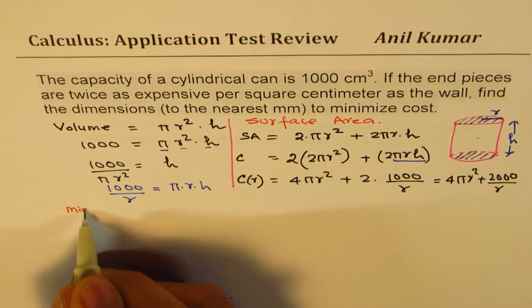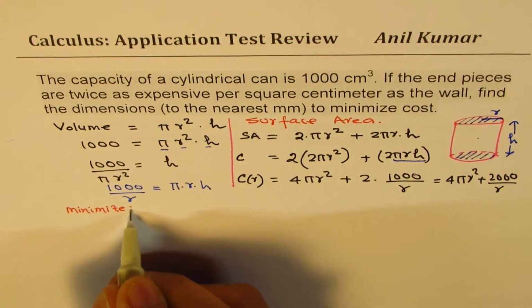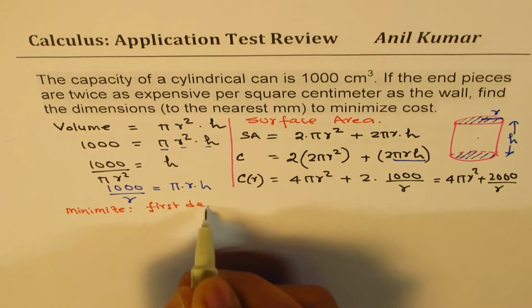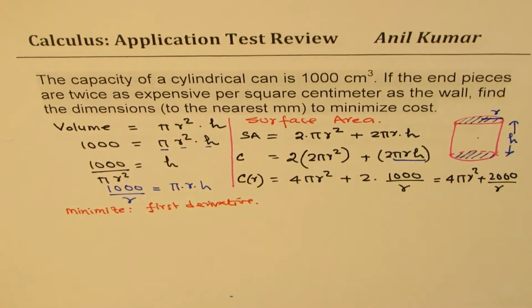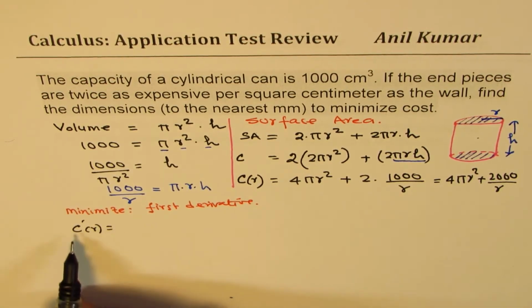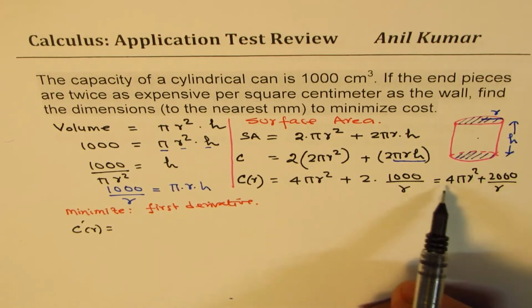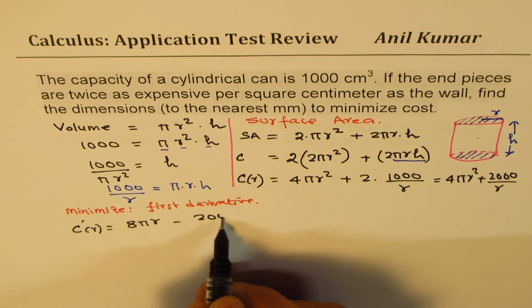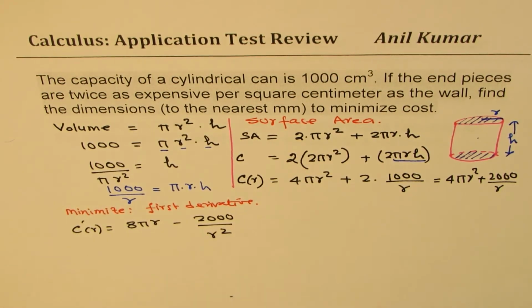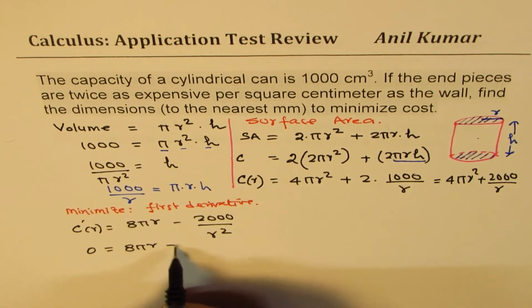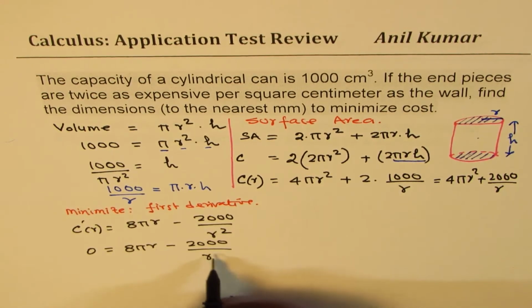Perfect. Now we need to minimize the cost. So to minimize, what will you do? We'll find the first derivative, right? So we'll find the first derivative. Okay, so let's find the derivative here. So the first derivative, with respect to r, is 8 pi r minus 2000 over r square. Perfect. Now to find the critical point, we'll equate this to 0. So we say 0 equals 8 pi r minus 2000 over r square.